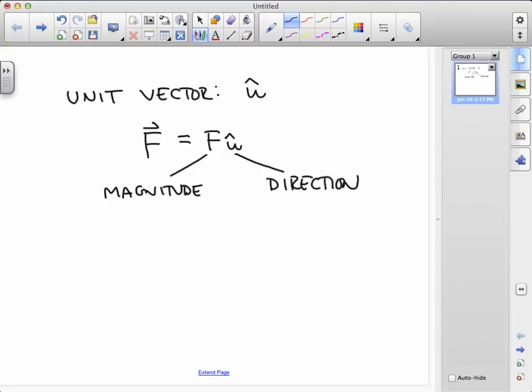The magnitude contains the dimensions of the physical quantity. For force, F has dimensions of pounds in English units or newtons in SI units. The unit vector is designated by placing a hat or a caret over the symbol instead of the arrow. It is called a unit vector because it has a magnitude unity, or 1. It is also dimensionless.